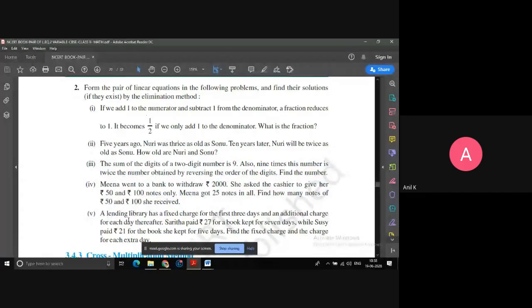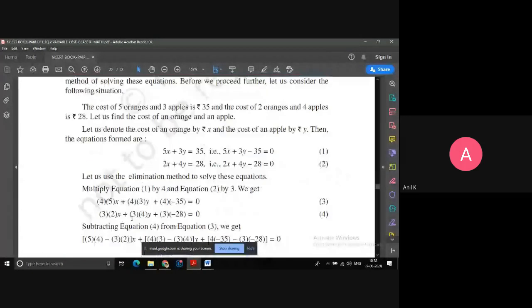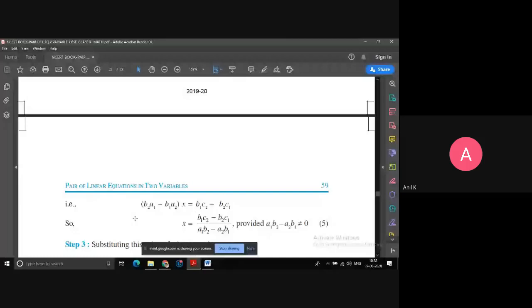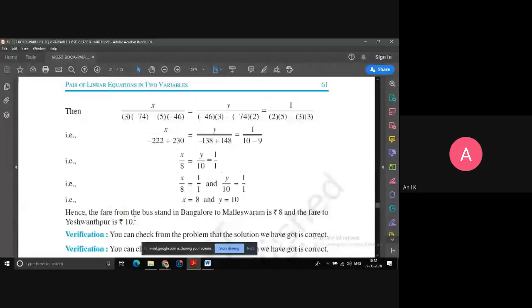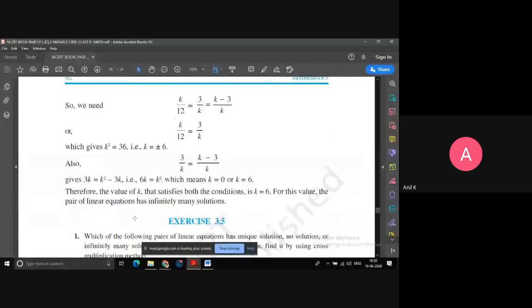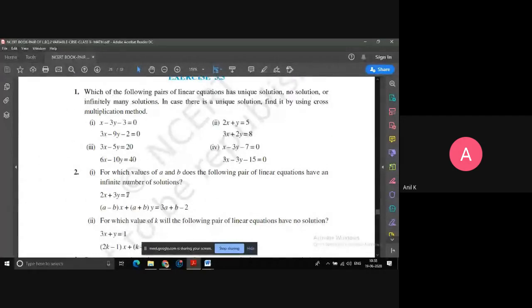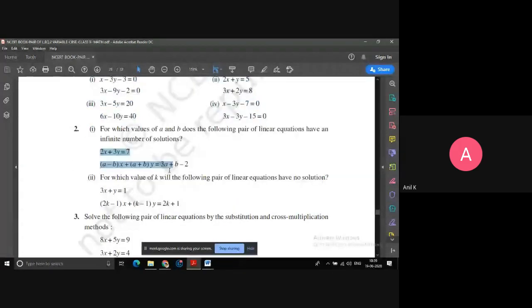Even if you go to the next exercise, cross multiplication method, even these questions you can solve by the cross multiplication method. So whichever things you can solve from the exercises, you try it out. You leave these questions; I'll explain how to find k values or how to solve this.